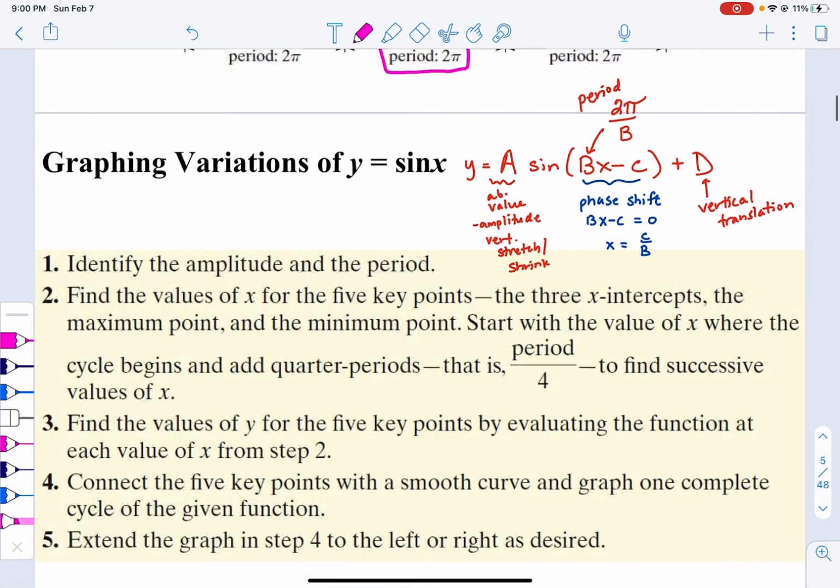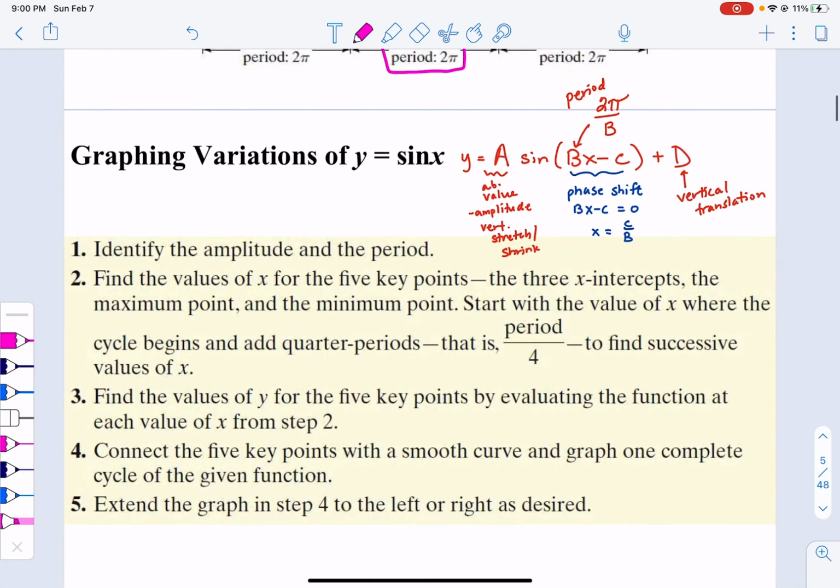So, graphing variations of y equals sine x. Now I have a little blurb put in here about all the different transformations, what happens when you transform that function. So it might not be a bad idea to pause the video and write some of that down, because as we continue on, we're going to be building onto our basic sine function, and hopefully you remember some of this from last year.